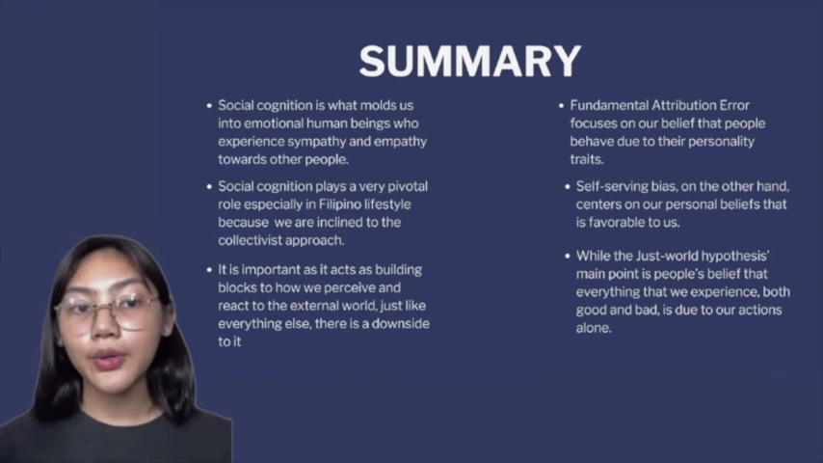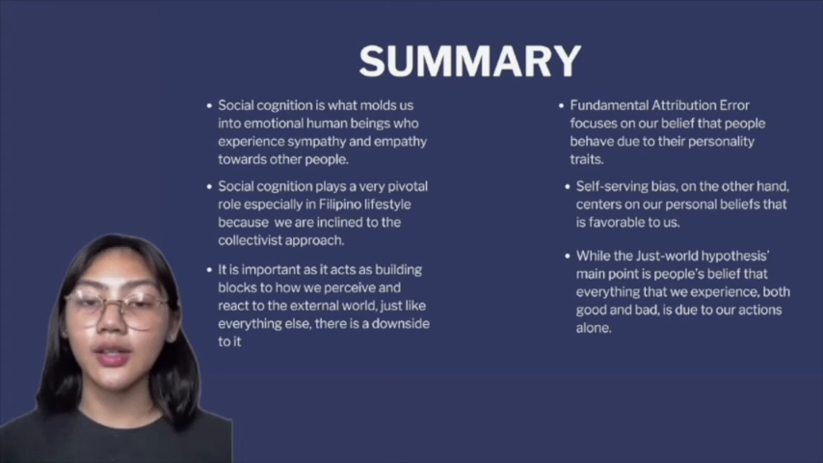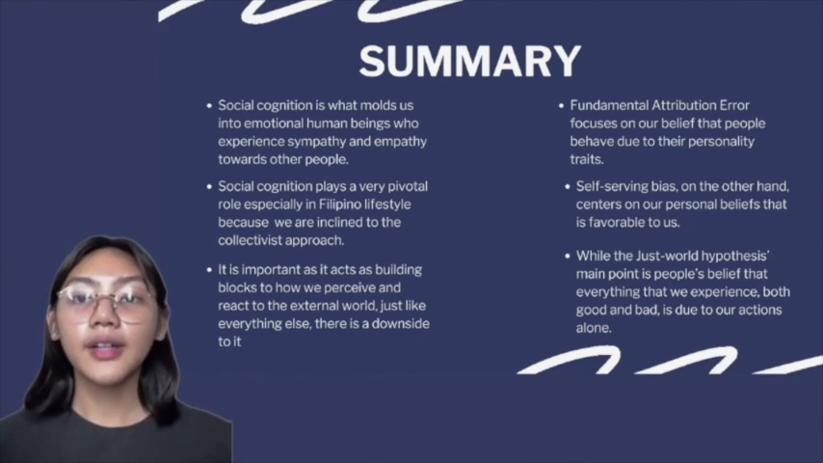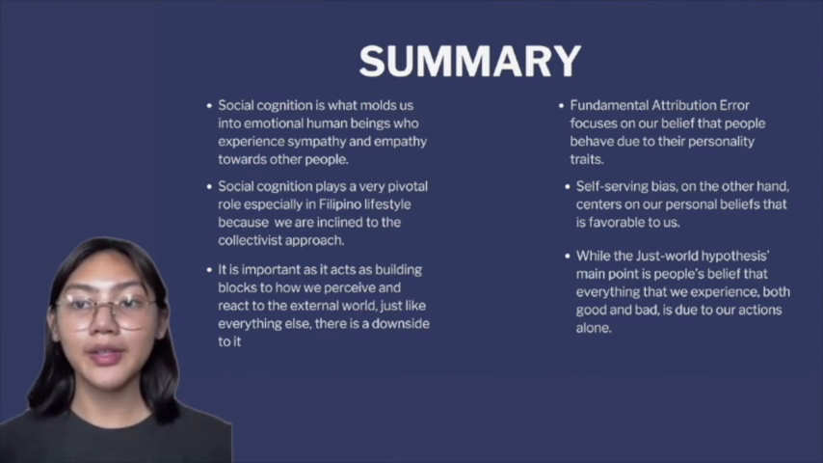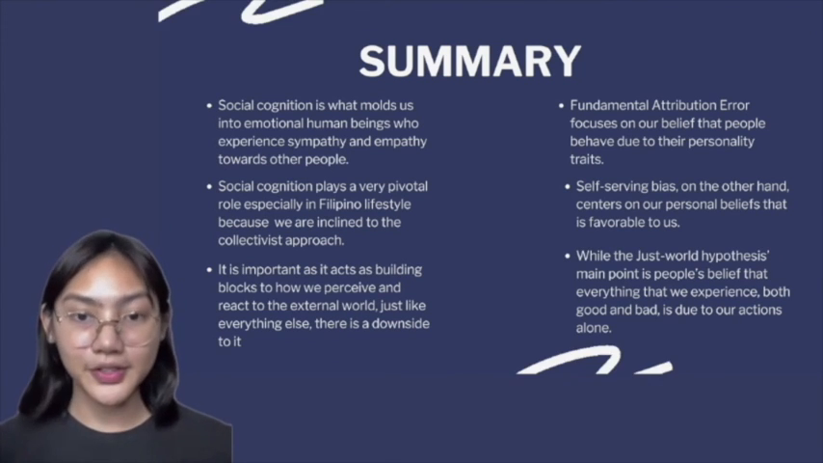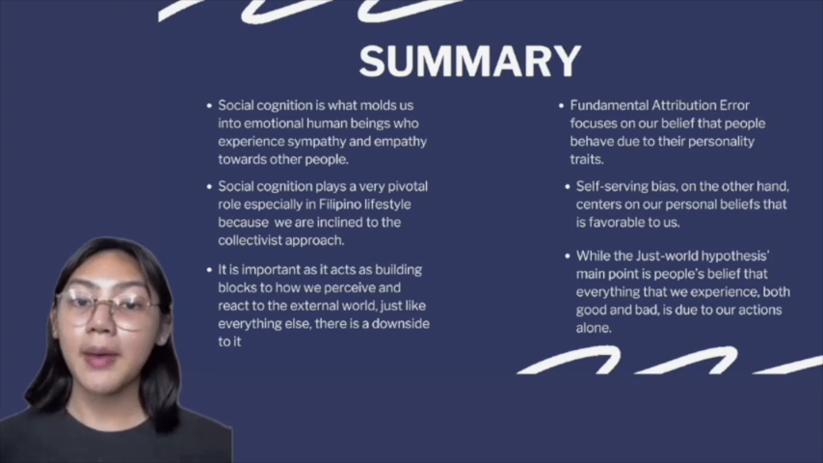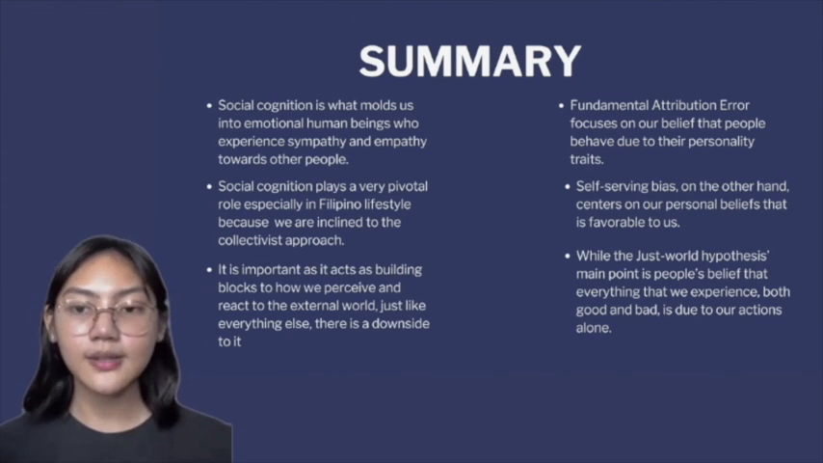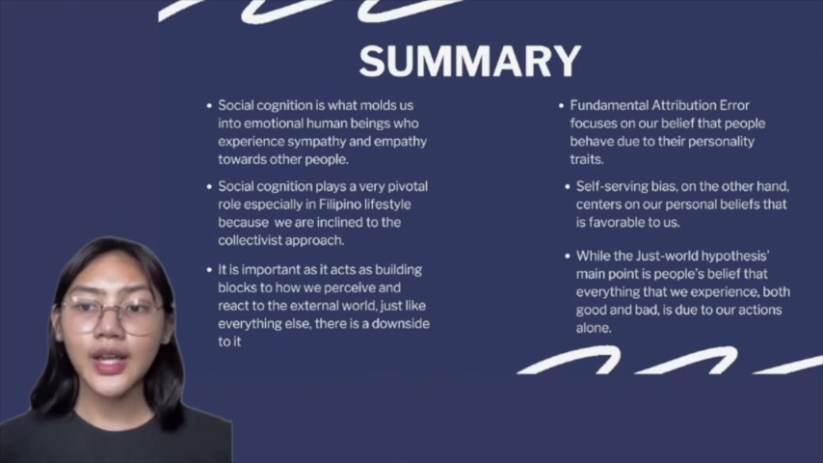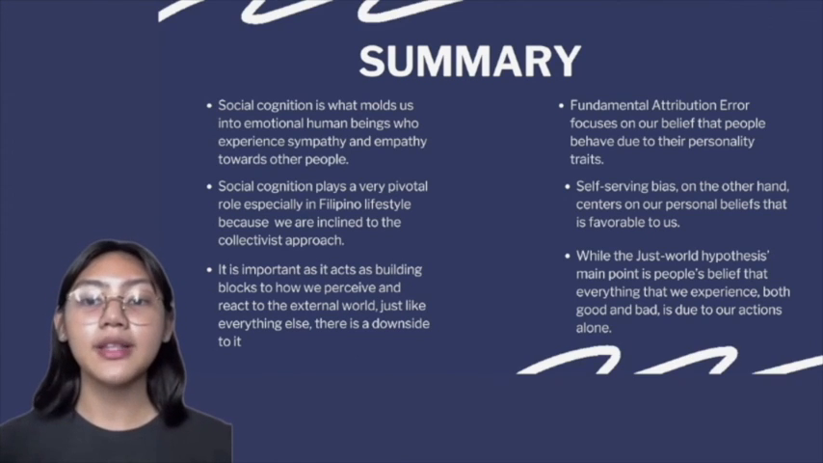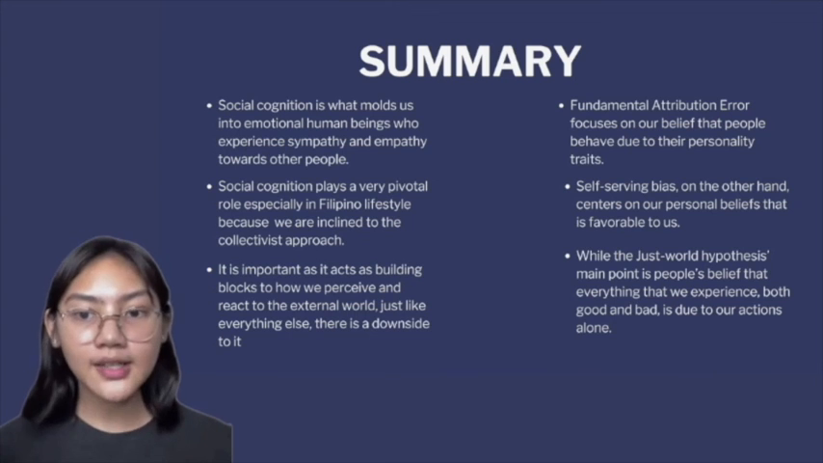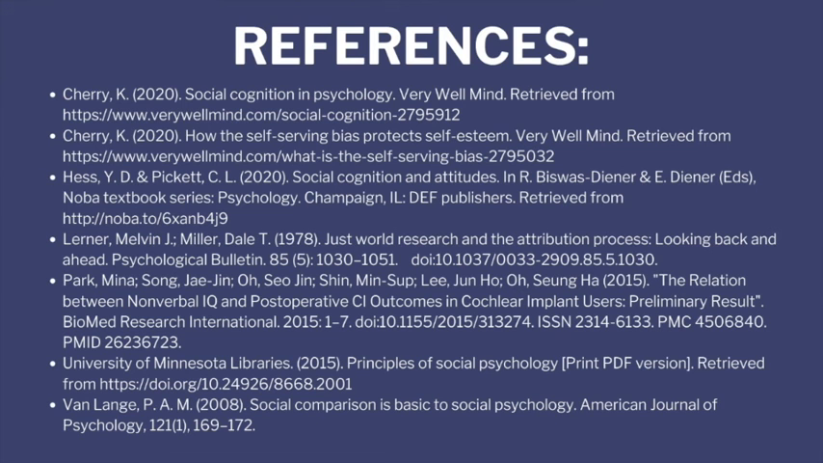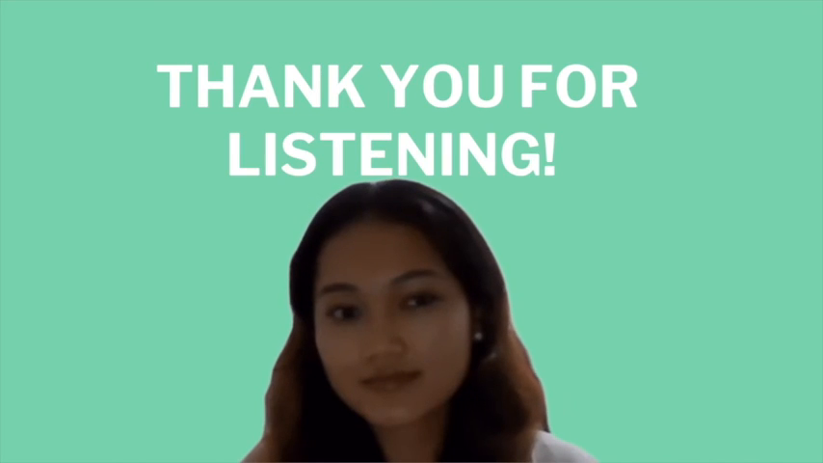All the loopholes or errors in social cognition mentioned earlier represent an individualist approach. Fundamental attribution error focuses on our belief that people behave due to their personality traits. Self-serving bias, on the other hand, centers on our personal beliefs that are favorable to us. Lastly, the just world hypothesis focuses on people's belief that everything that we experience, both good and bad, is due to our actions alone.